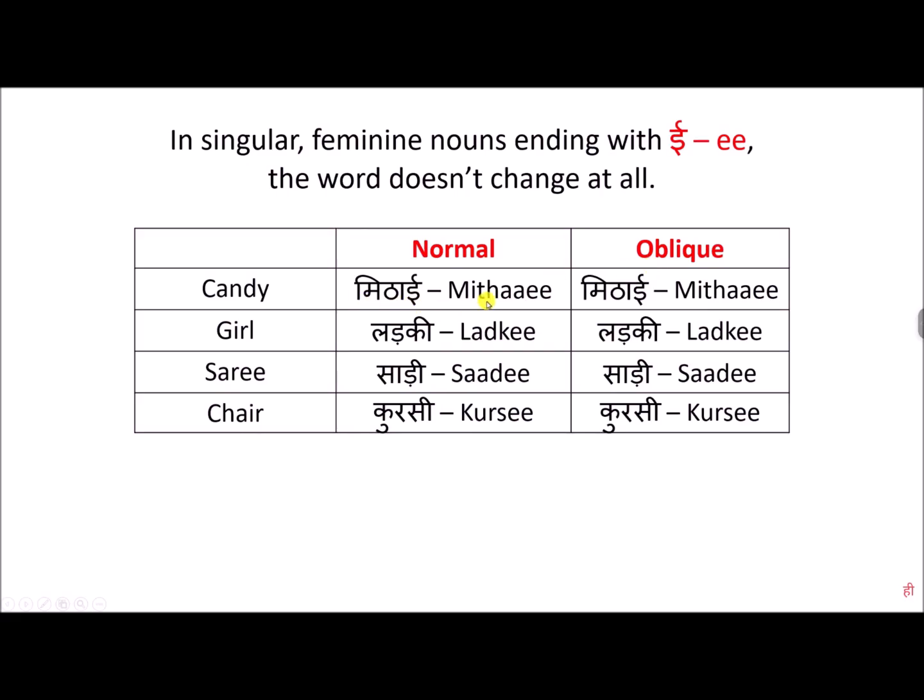Mithai, mithai, normal form. Mithai, mithai, oblique form. There is no change. Ladki, ladki, saadi, saadi, kursi, kursi. Okay, all these end with e and are singular feminine nouns. All right. Next, the plural of these.